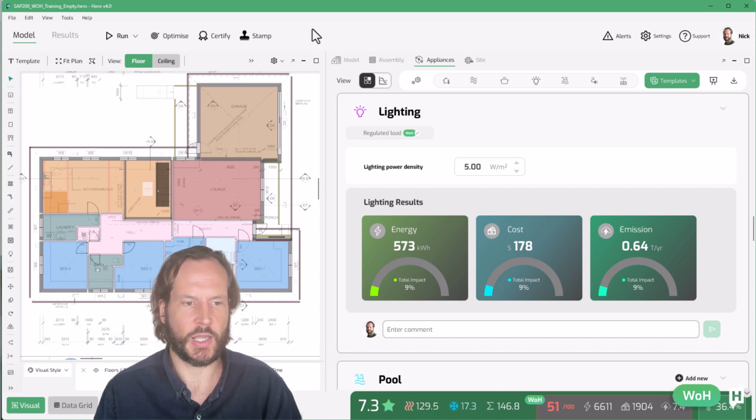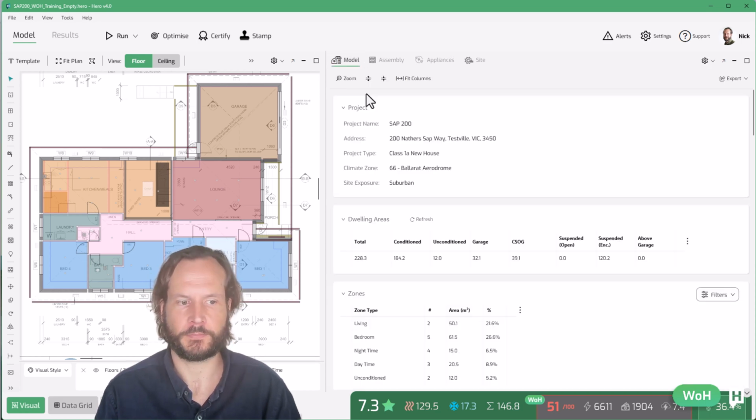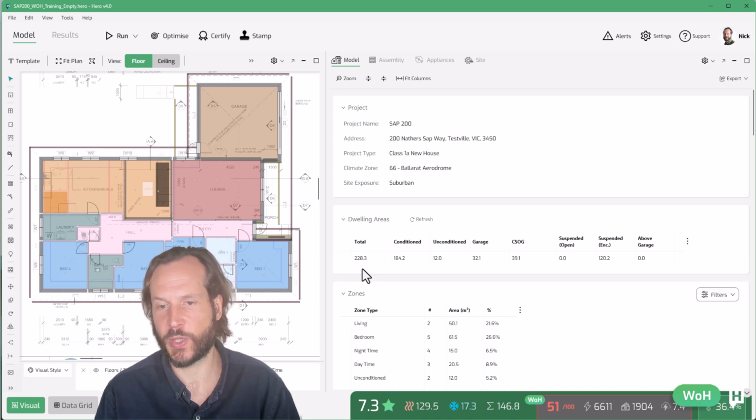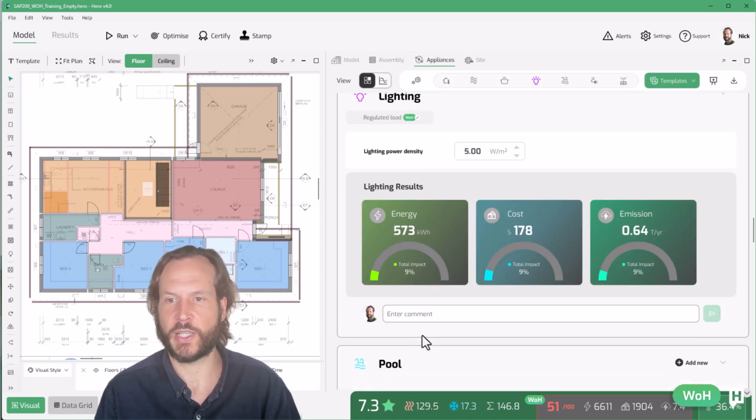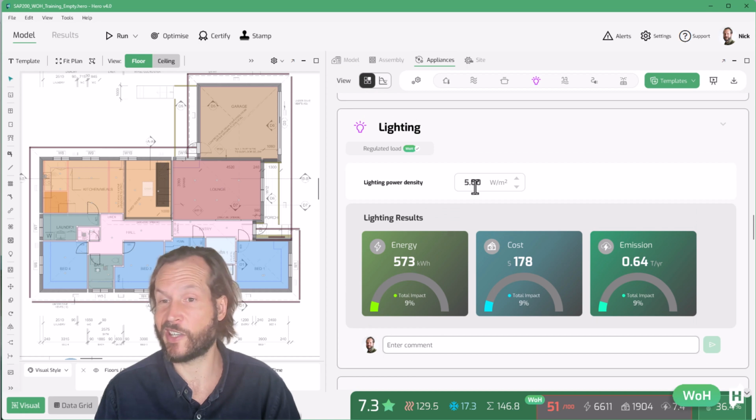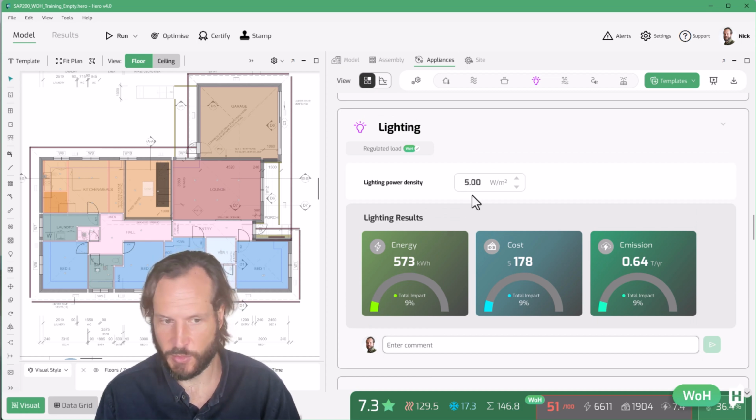So assuming a 10 watt LED downlight, that's like 460 watts overall. And in this project, we have a total floor area of 228 square meters. And so we would get a lighting power density, in this instance, more around 2 watts a square meter. But if you're using 7 watt LED downlights, then you'd be more around the 1.4 watts a square meter.